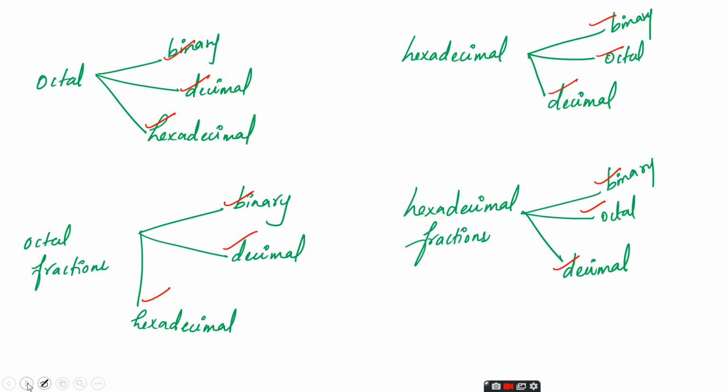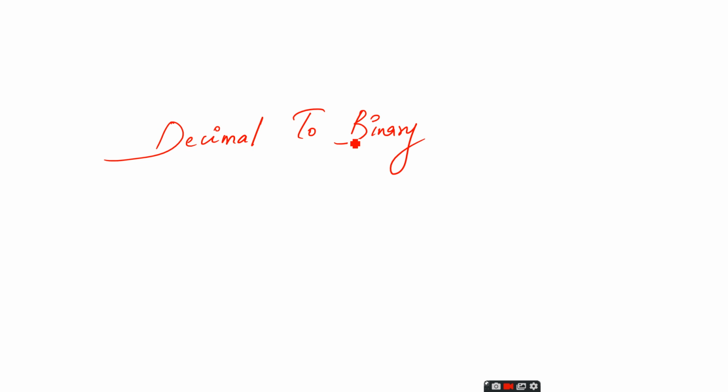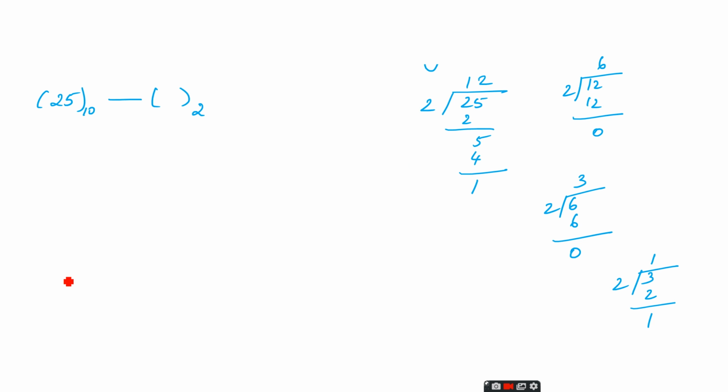So first we are going to learn how to convert a decimal number to the binary number system. That means from base 10 we have to convert it into base 2. So the first example is 25 base 10. I want to convert this decimal number to a binary number. For that, we have to repeatedly divide 25 by 2 because we are converting a decimal number to binary. So first I am dividing 25 by 2.